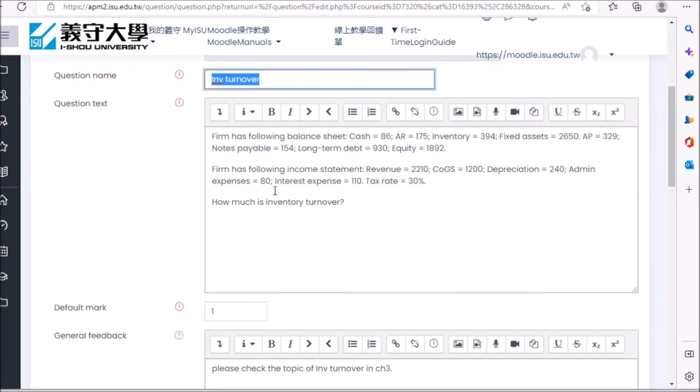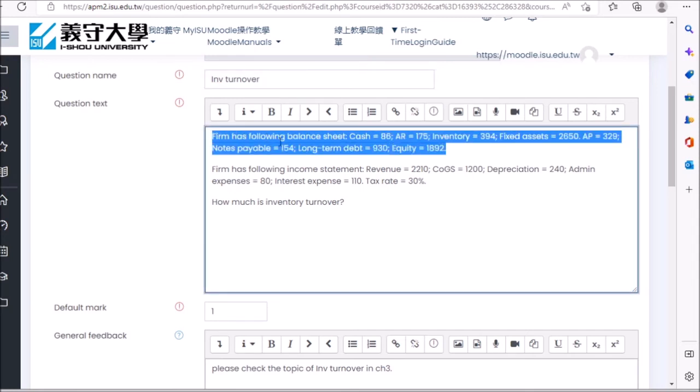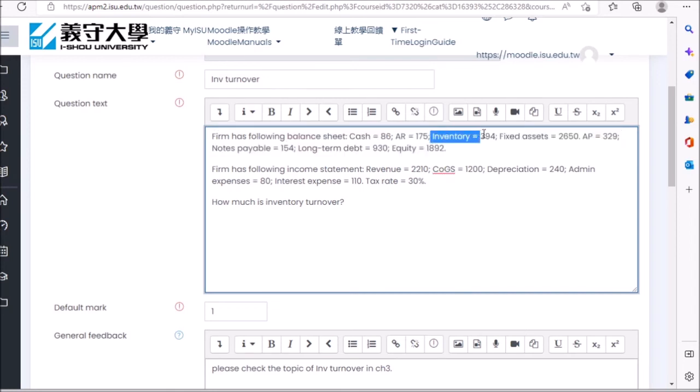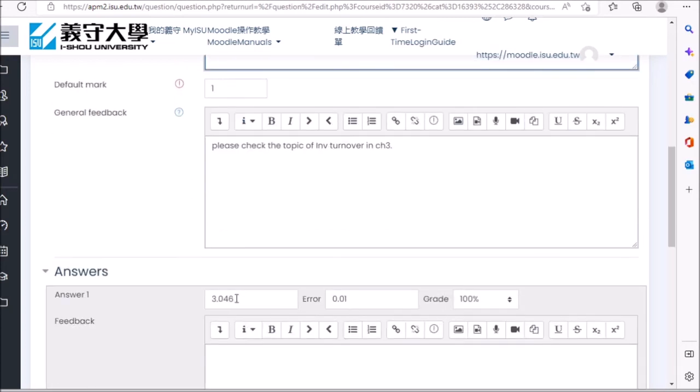Next question on inventory turnover, which can be calculated as the ratio of cost of goods sold over inventory. You have inventory somewhere here within the list of the details for the balance sheet, and cost of goods sold over here as well. This question is relatively simple, giving you a ratio of just over 3.